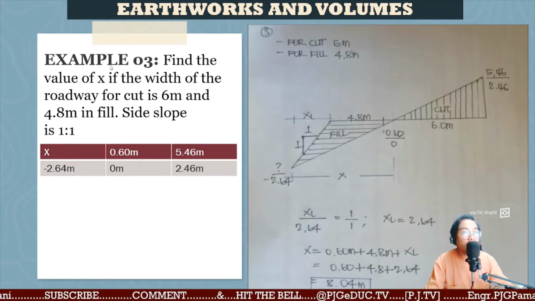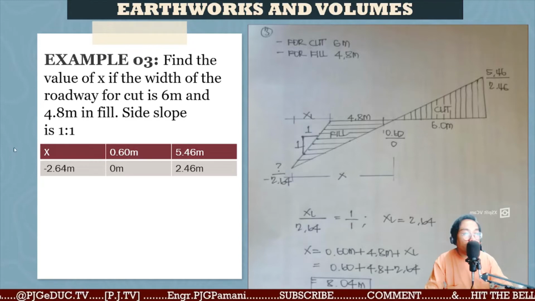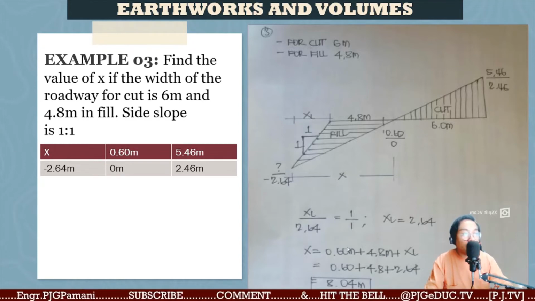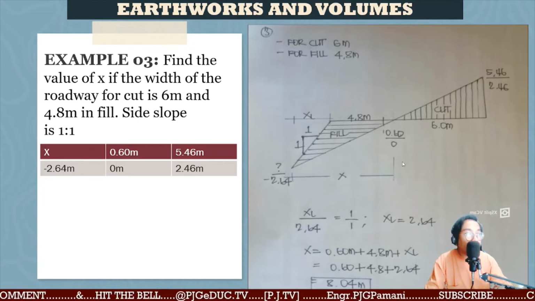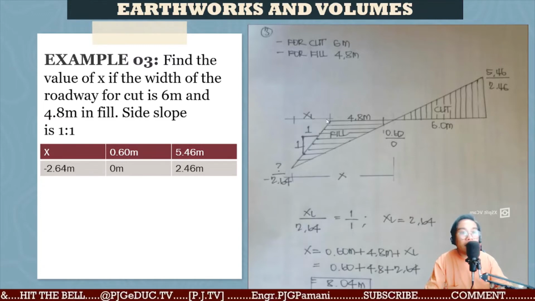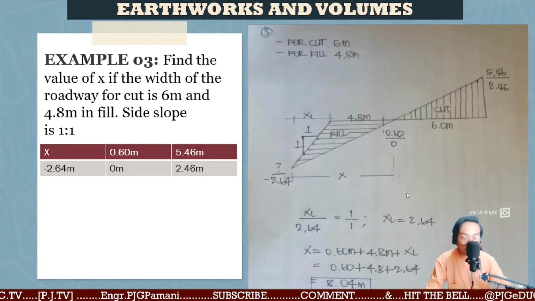So we just take the value of x, or the total length of our fill, which is 8.04 meters. Then we just complete the table for our cut and fill section. You can also do multiple dissection if there is a lot of data and the figure is irregular. Okay?